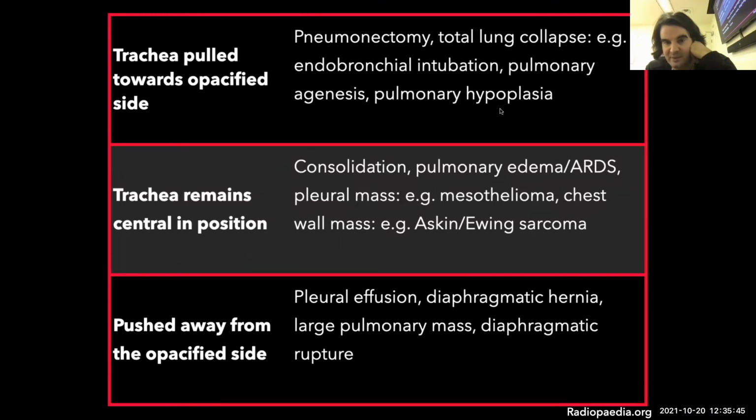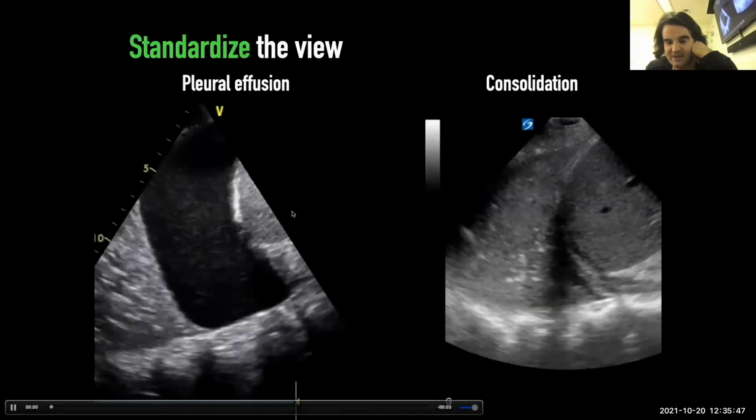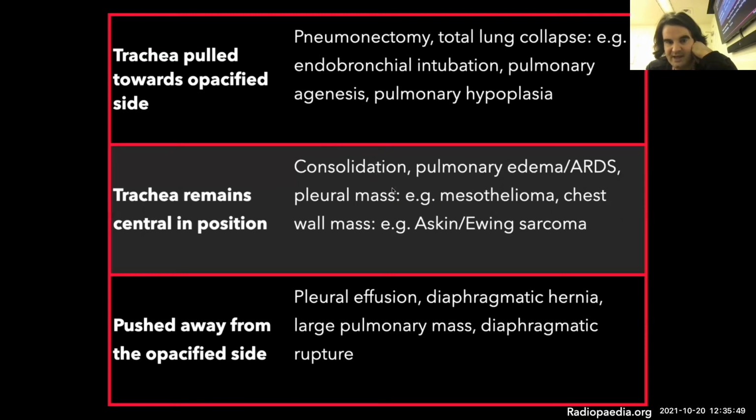So pulmonary agenesis, pulmonary hypoplasia, and then in central positions like consolidation, pulmonary edema, and then other kinds of ones that will effectively not change the relative volumes in the thorax. And then pushed away: big pleural effusions, diaphragmatic hernias, large masses, which eventually increase the size of the hemithorax, pushing away the trachea. So of course, but these are fairly crude.